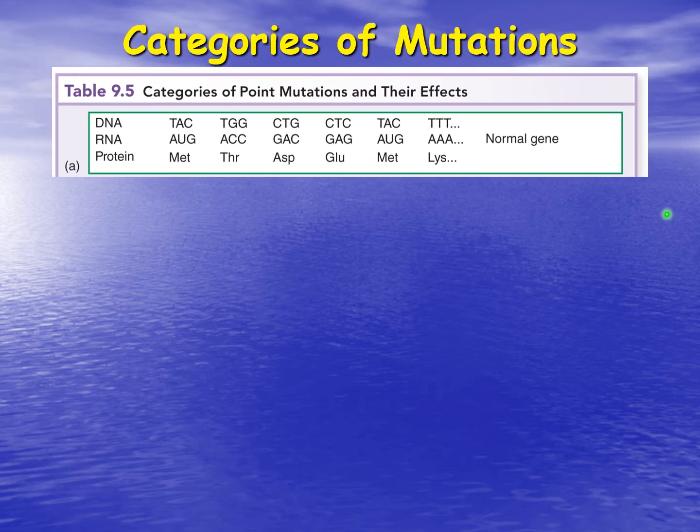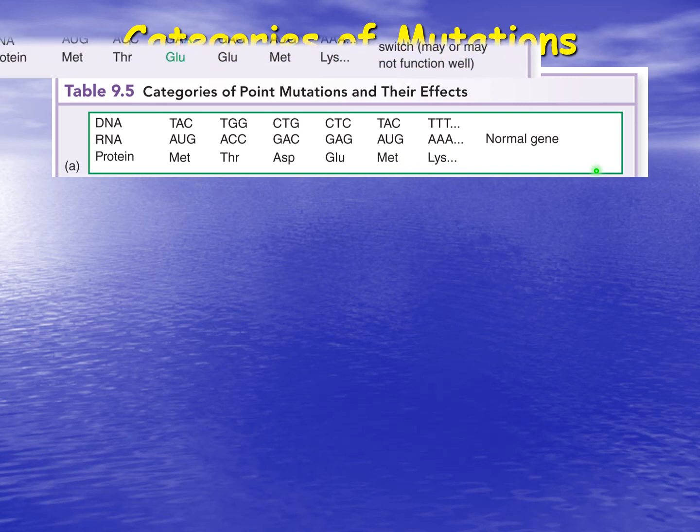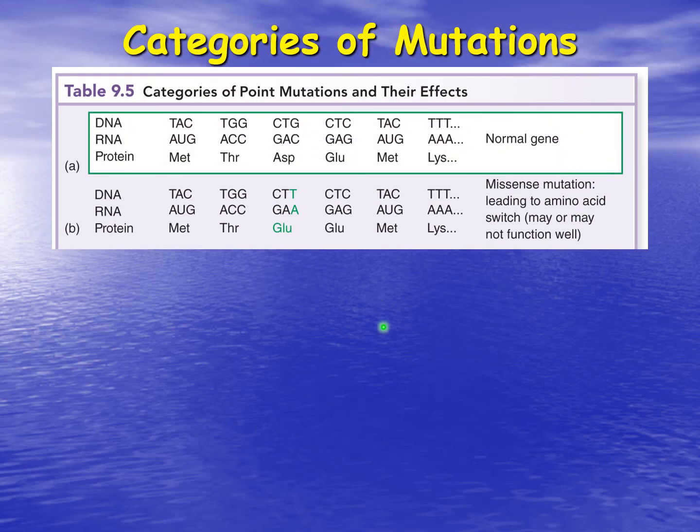So here's our normal gene. Here's our DNA template. There's the messenger RNA. AUG codes for methionine, ACC, threonine, etc. So this is our normal protein amino acid sequence. In this one, however, instead of CTG in the DNA, where we get GAC coding for asparagine, we'll change that CG pair original in the DNA to an AT pair, and we now wind up with GAA that codes for glutamine instead of asparagine. This is a missense mutation.